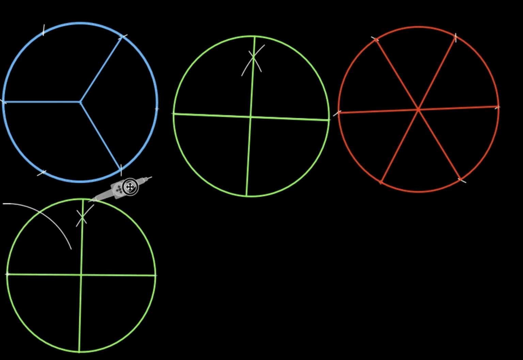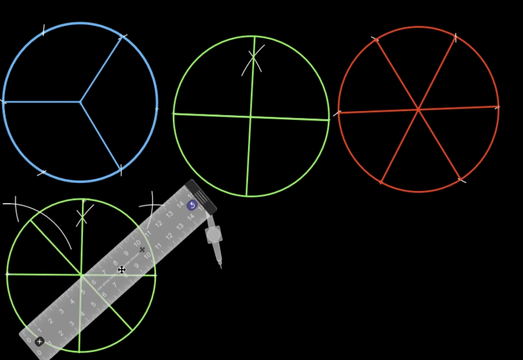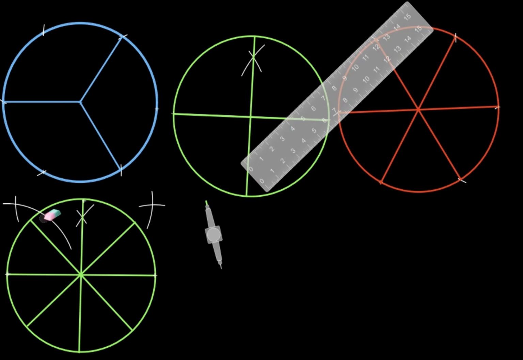Bisect each 90 degrees angle at the center. Extend each bisector until it meets the circumference. The circle is divided into 8 equal sectors.